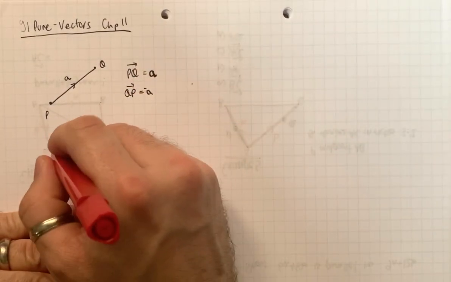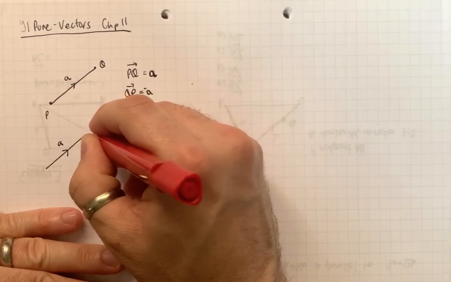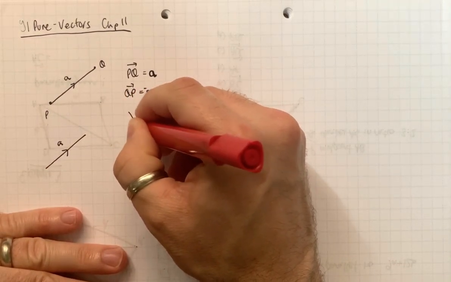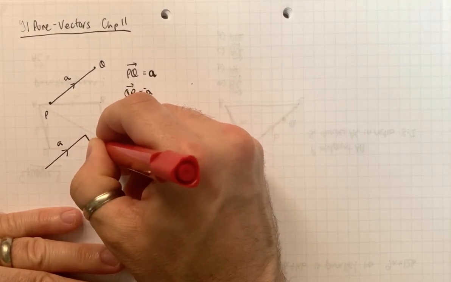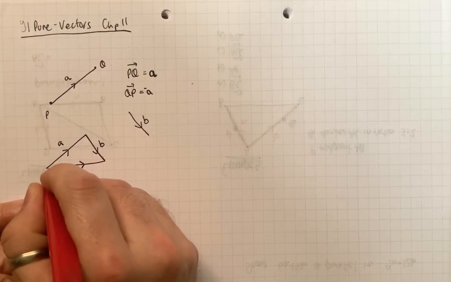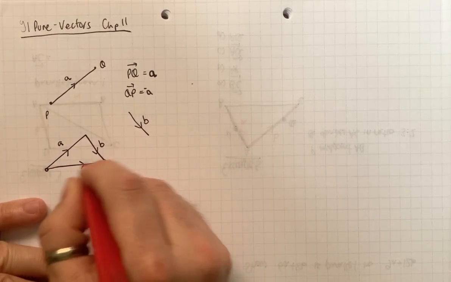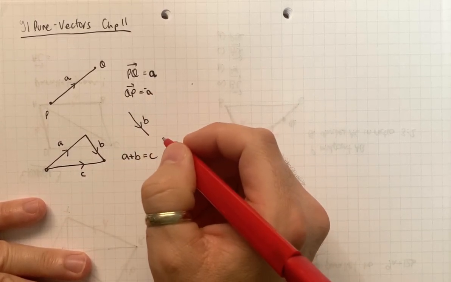We can add to it, say if we've got that's vector a, and this is vector b, we can simply put b onto the end of a, and then if the direct vector joining those two endpoints is c, we'd simply write that a plus b equals c.